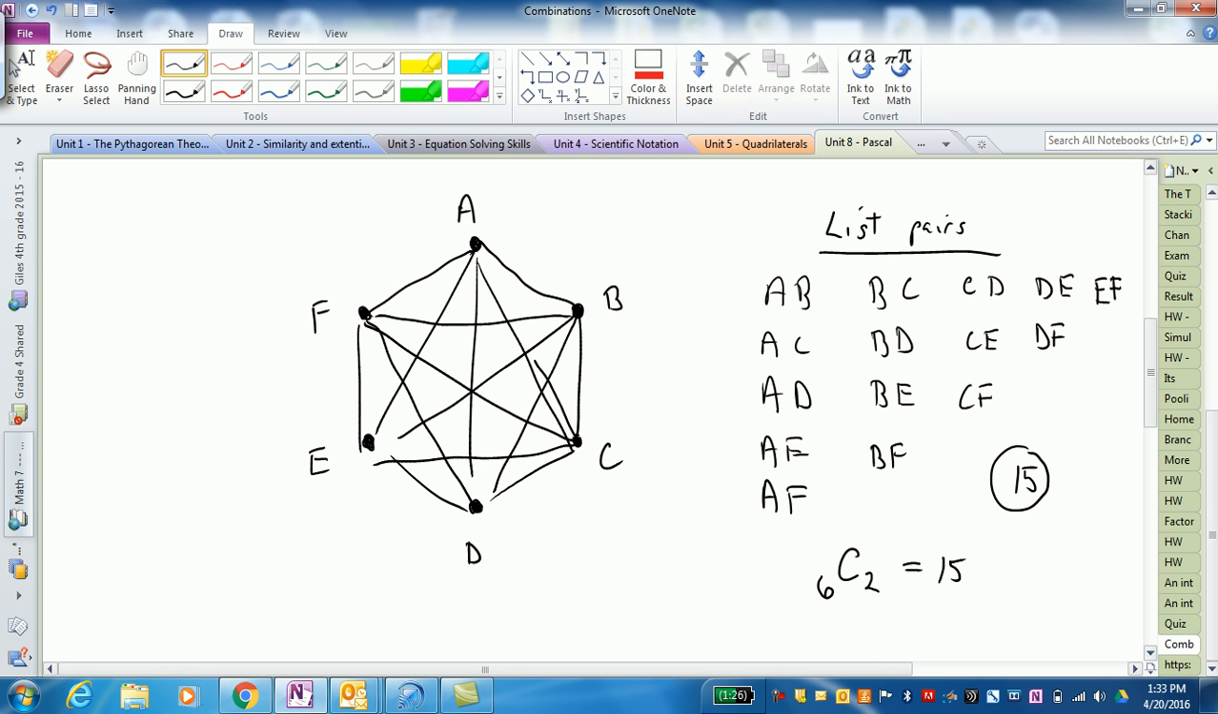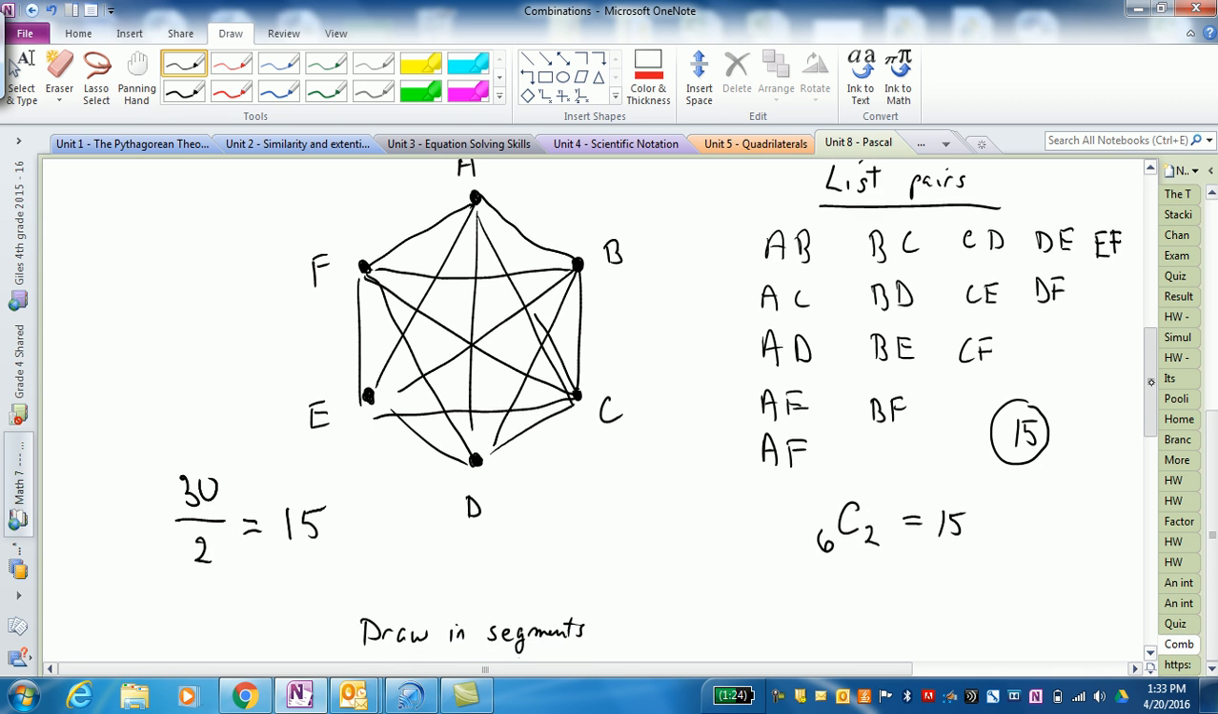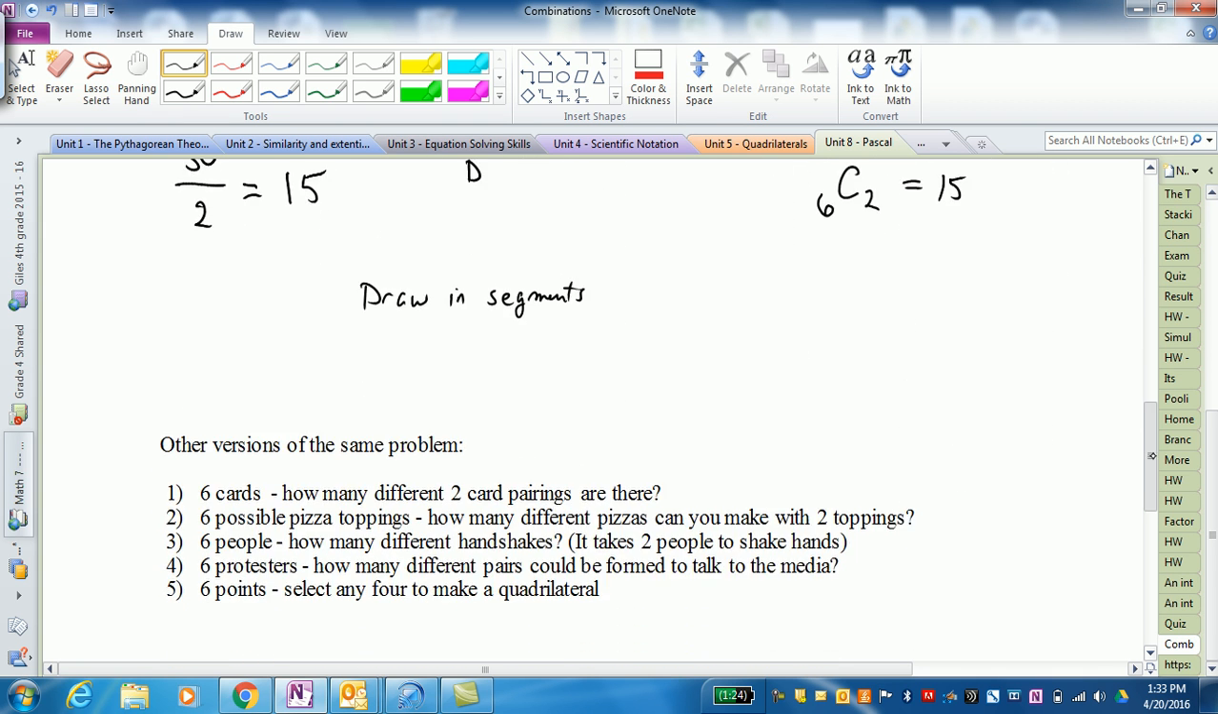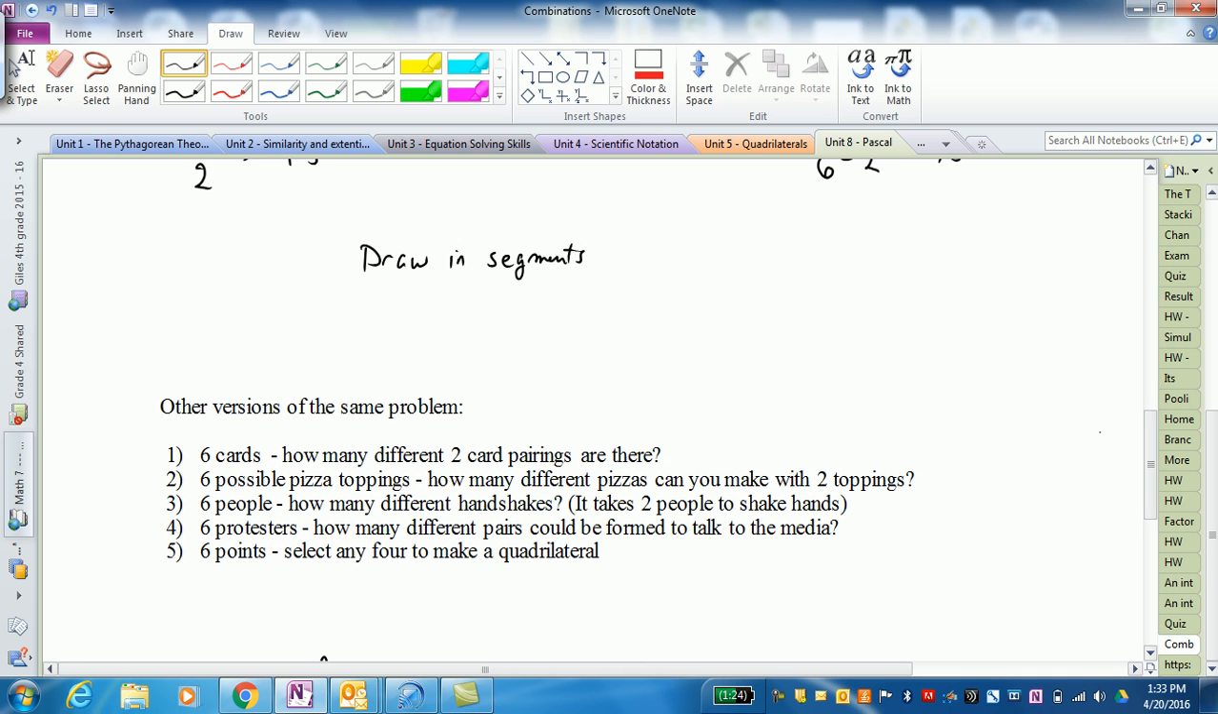And if you look, that's 5 from every vertex. 5 times 6 is 30, but A and E are the same as E and A, so if we divide by 2 for the double counting, we get 15 line segments that we just counted. So that's a combination of 6 objects, choose 2 at a time. All these questions are basically the same question.